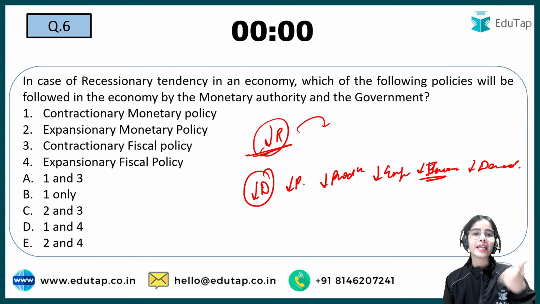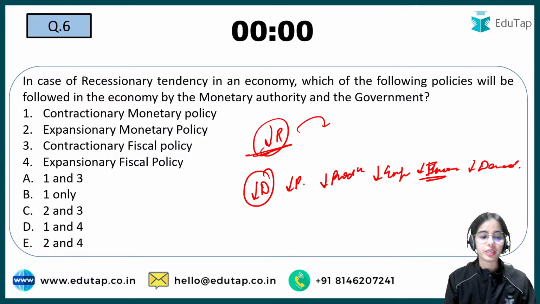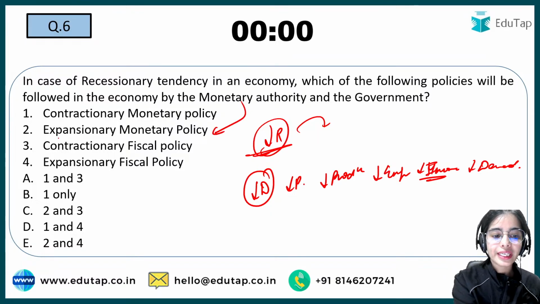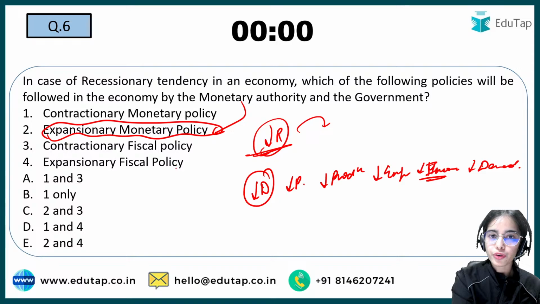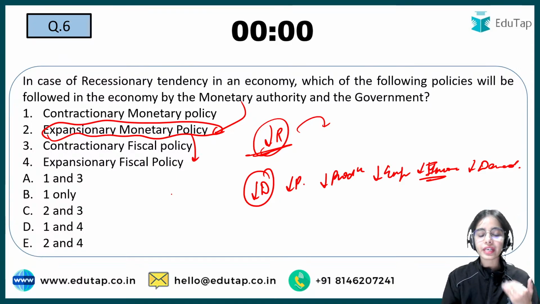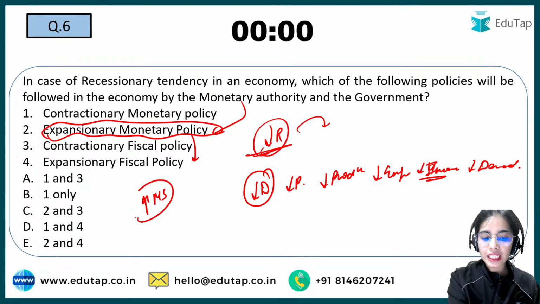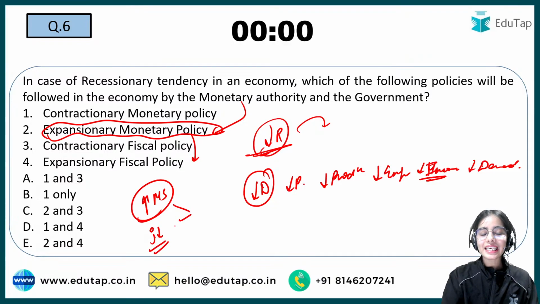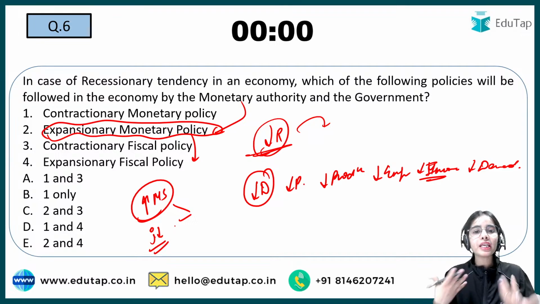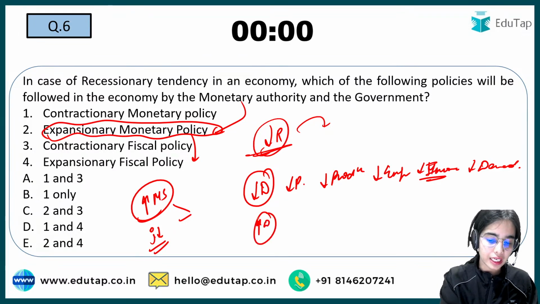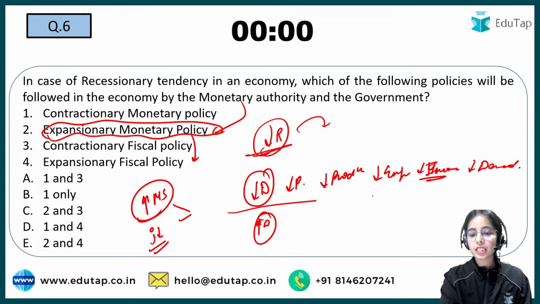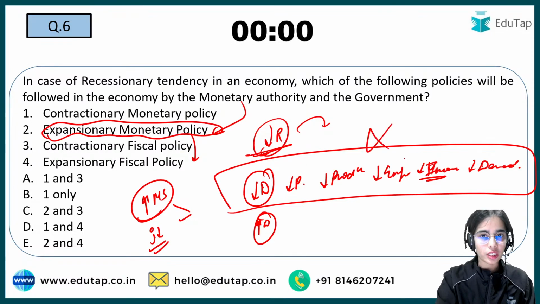So the government and the monetary authority, the RBI, will intervene. The RBI, the monetary authority, can do the expansionary monetary policy, where the RBI will release more money supply in the economy. The interest rate will be decreased, so that people can take easy loans and spend in the economy, so that the demand can increase and this negative cycle can be broken.